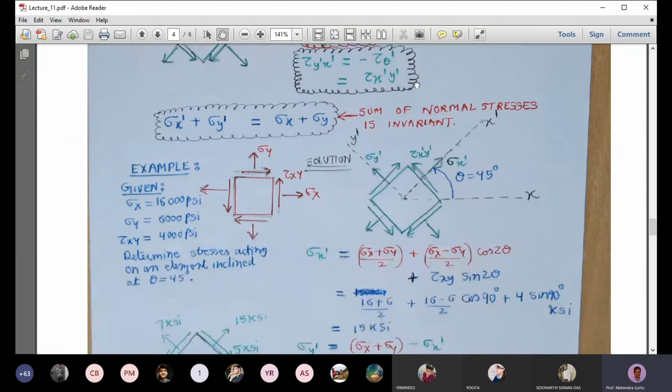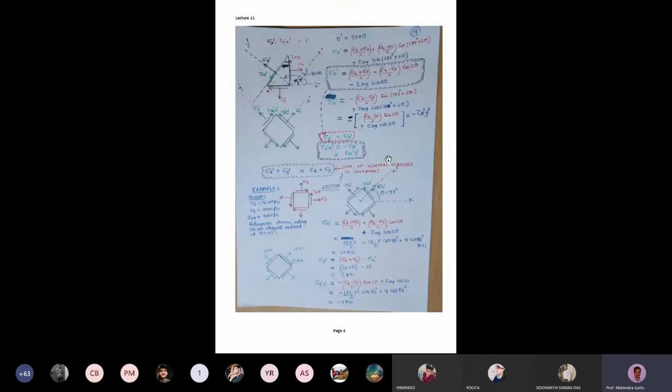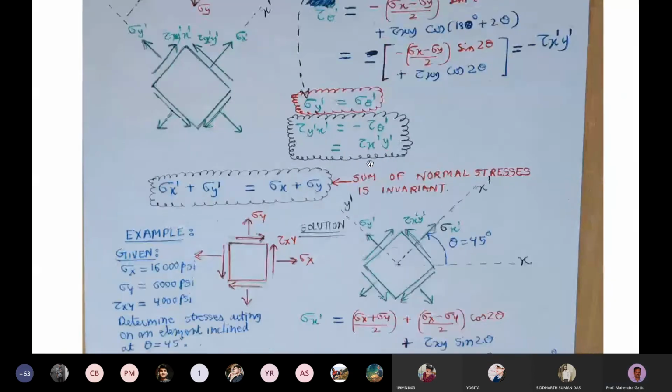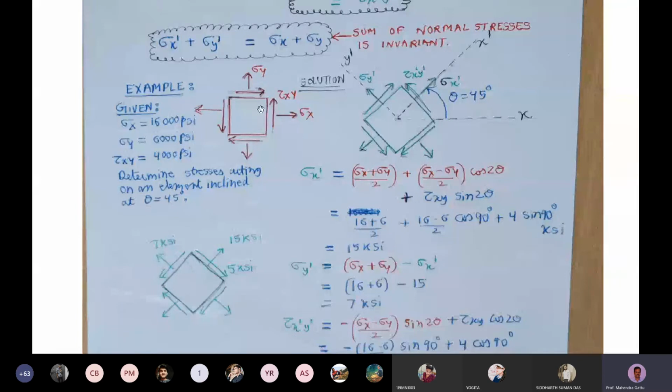So we'll apply whatever we have learned to a very simple problem. What is given? We have a plane stress problem with the stress components sigma x, sigma y, and tau xy: 16,000 psi, which is 16 ksi, in the x direction, 6 ksi in the y direction, and shear stress tau xy of 4 ksi. To balance it, we'll have opposite shear stress in this direction, and to produce moment equilibrium, we'll have the shear stresses like this and like this. So what are we asked?